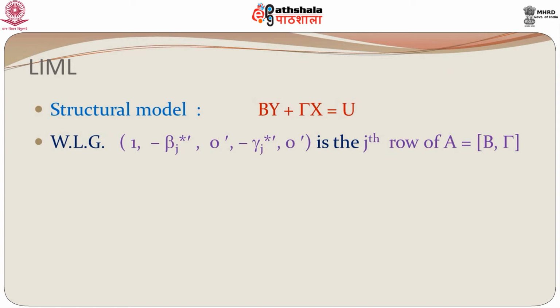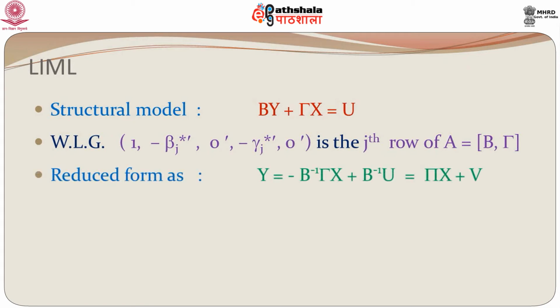Why did we write this as without loss of generality? Because we are assuming that the variables which are present come in first and the variables which are absent come in later. So, we are just reorienting the variables and we write the vector as 1, minus beta j, 0, minus gamma j and 0.